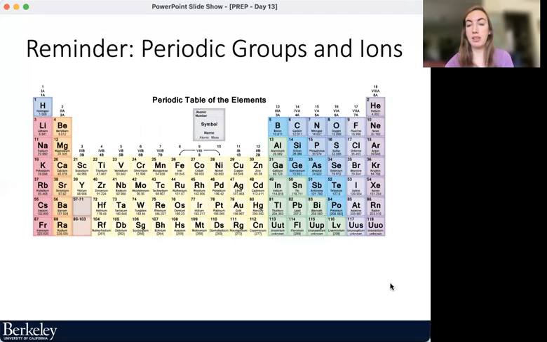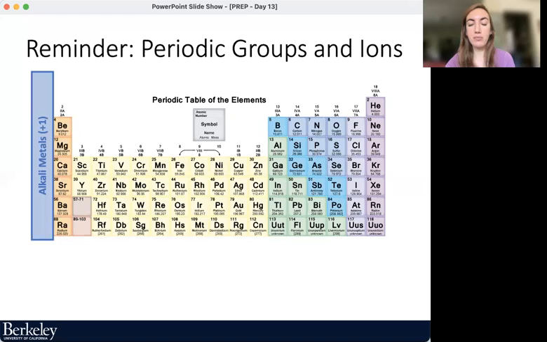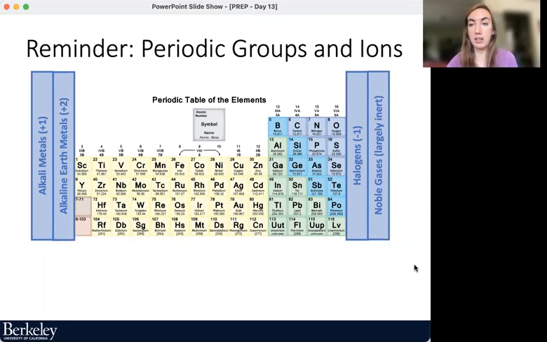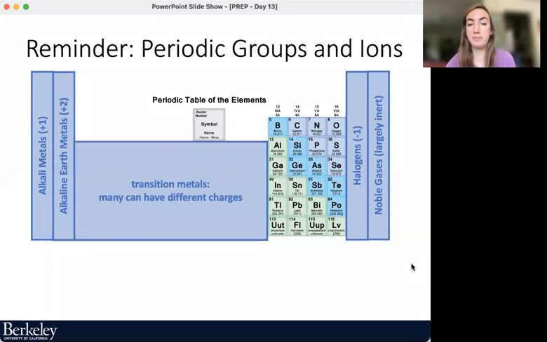So we've been dealing with salts and charged compounds the last couple of days, so I decided to start there. So just as a reminder, when we're looking at the periodic table, the first column is the alkali metals. They're +1 when they form ions. The second column is the alkaline earth metals. They're +2. The second to last column is the halogens. They're -1. And that last column is noble gases, which are largely inert. So they don't really like to form ions or bond with anybody else.